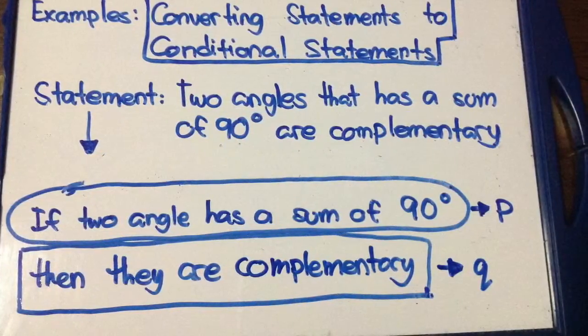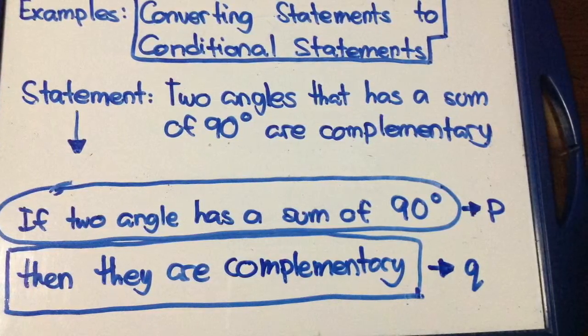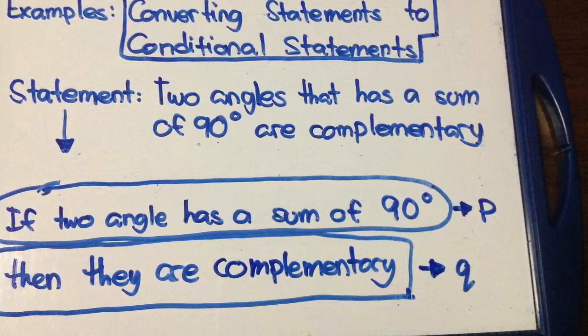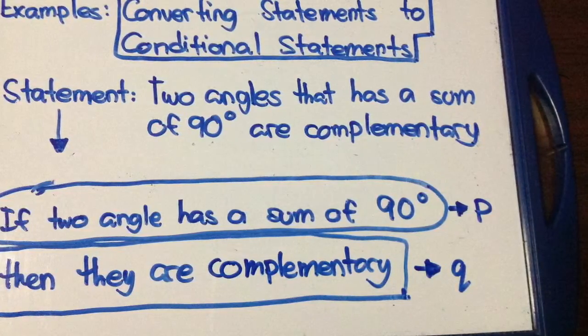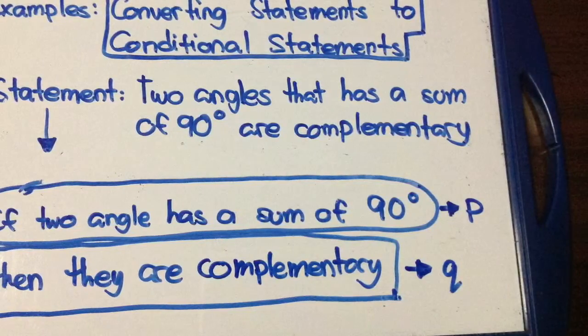As you can see, the encircled one, if two angles have a sum of 90 degrees, is the hypothesis. And the boxed one, they are complementary, is the conclusion. Now, I'm going to show you other examples.